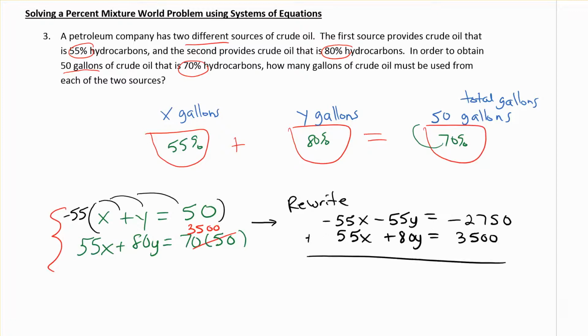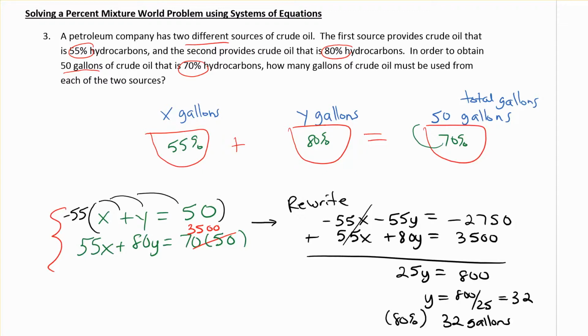Now we can add our system, and the x's cancel. Negative 55 plus 80 equals 25y. Negative 2,750 plus 3,500 equals 750... so y is 750 divided by 25, or 30. So 32 gallons. Now you want to go back to your picture, and that's the 80% solution. If you look at your picture where you have y labeled, you can identify which answer that is.